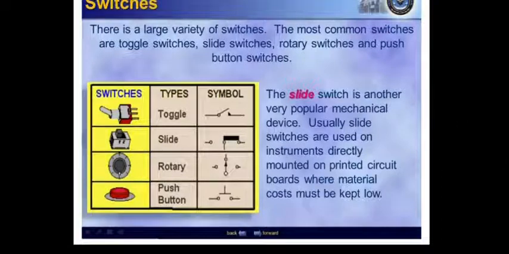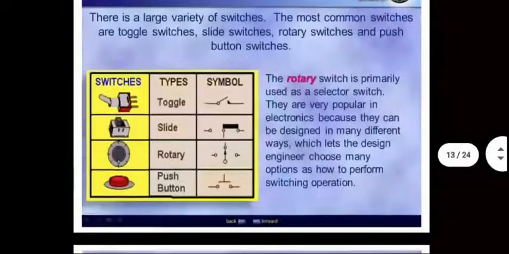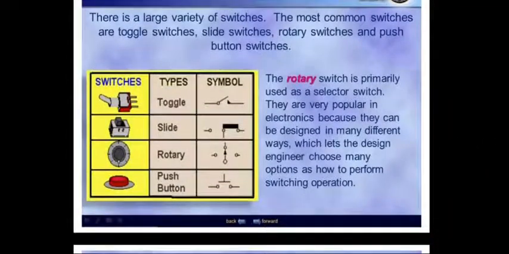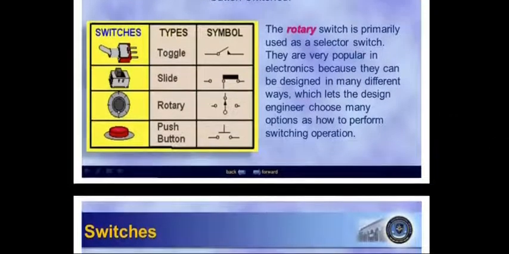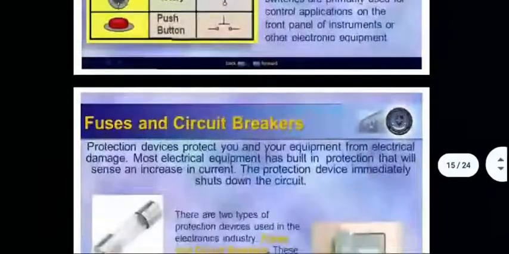Sliding is also possible. Instead of toggling, rotating is also possible. Pushing, or rather using a push button, is also possible. So all this is shown in the PPT.